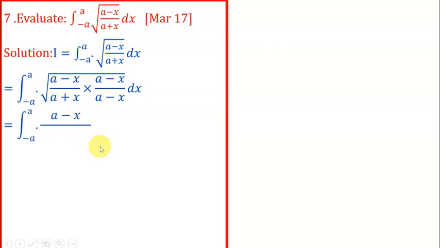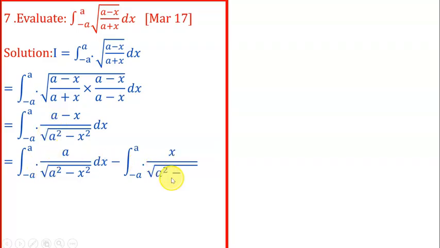Okay. Then after multiplication, you will get a minus x into a minus x, bracket square, and the root gets cancelled. Therefore, in the numerator you will get a minus x, and in the denominator a plus x into a minus x, so you will get a square minus x square. And hence here, integral minus a to plus a. Separate this integral, that is a upon root of a square minus x square dx, minus integral minus a to plus a x upon root of a square minus x square dx.